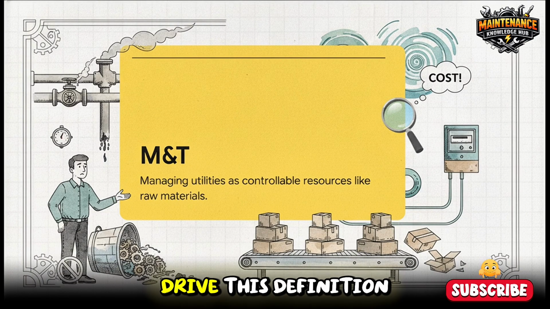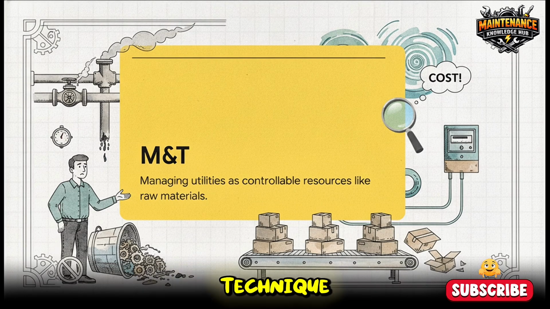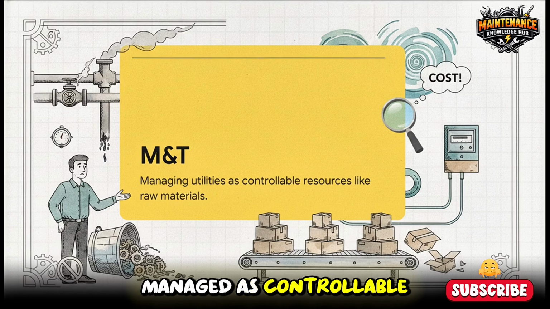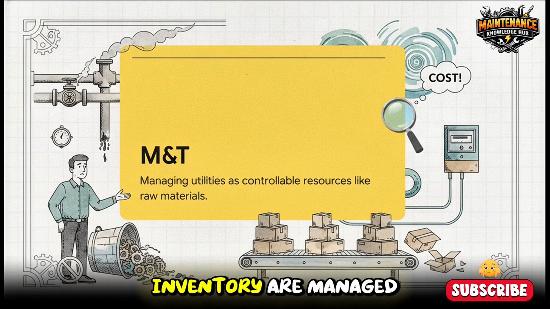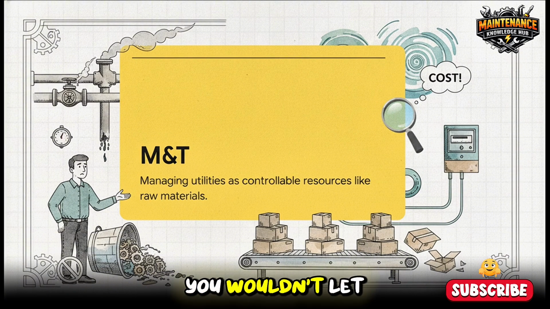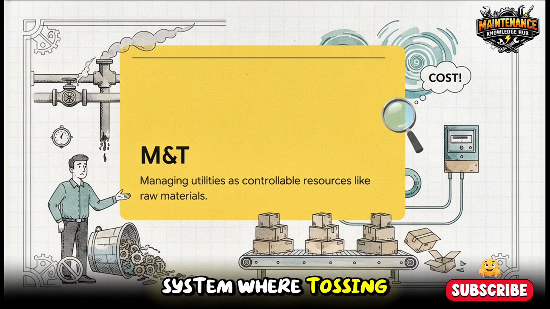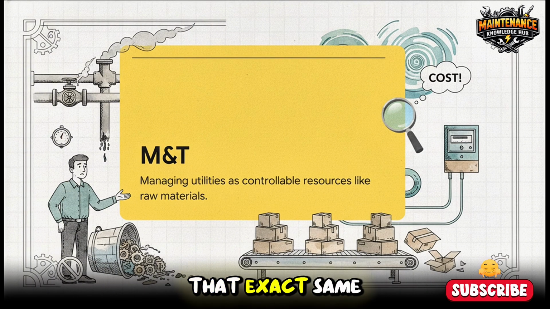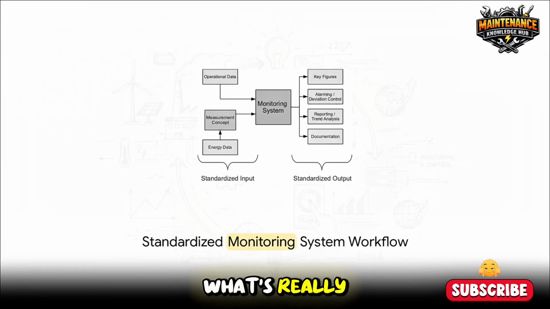I really want to drive this definition home for sure. Monitoring and targeting is a management technique where utilities are managed as controllable resources in the exact same way that raw materials and finished product inventory are managed. Look, you wouldn't let an employee casually throw expensive raw materials into the garbage, right? M&T creates a system where tossing away compressed air or steam is treated with that exact same level of strict operational discipline.